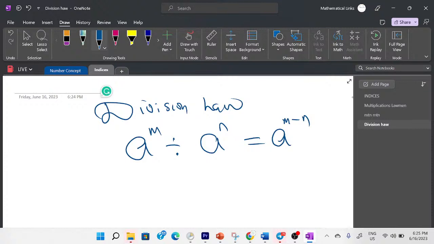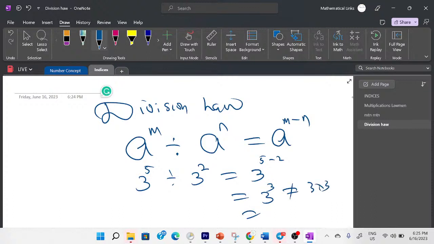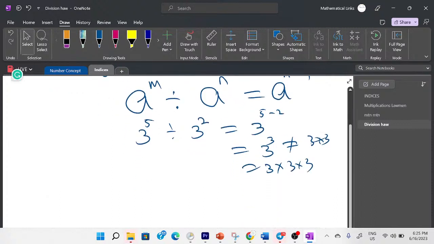So take for instance, you have 3 to the power of 5, then divided by 3 to the power of 2. In this case, you have the same base, so you pick one of the bases, that's 3, then you subtract the power. That will be 5 minus 2, and that will be 3 to the power of 3. And in this case, this does not mean 3 times 3. No, it means 3 by 3 by 3. And if you do that, 3 by 3 gives 9. 9 by 3 gives 27.